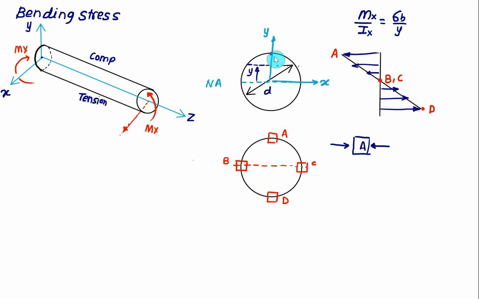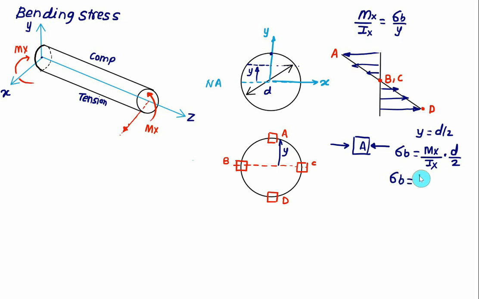And for a circular section on the top fiber, the maximum value of y will be equal to d by 2. So at this point A here, we have y equal to d by 2, and therefore the bending stress will be sigma b equal to Mx. Now this value of M remains constant here, so it is simply Mx, the moment about the x-axis, divided by Ix multiplied by y, and this time we have y equal to d by 2. The moment of inertia for a circular section of diameter d is pi by 64 d to the power 4.